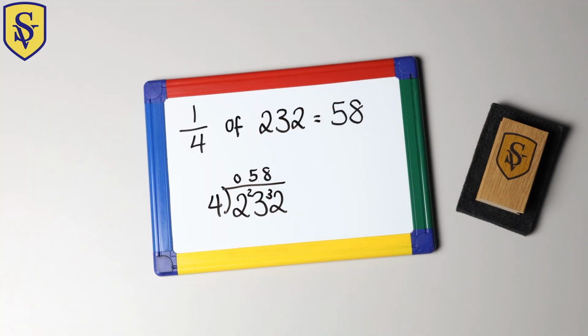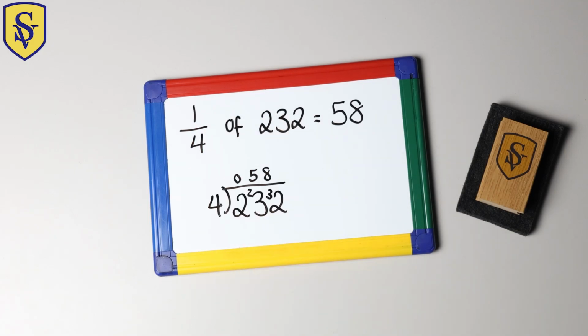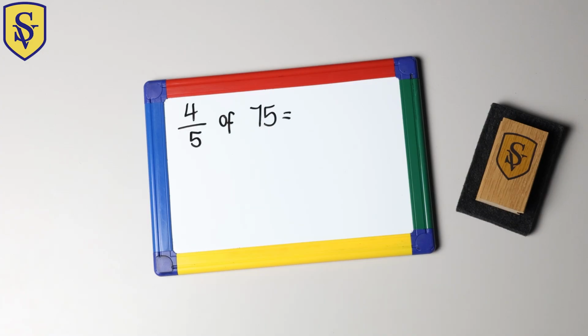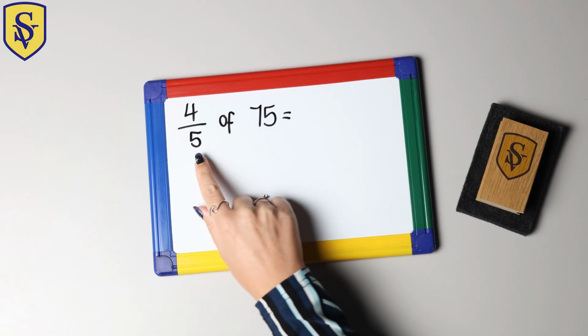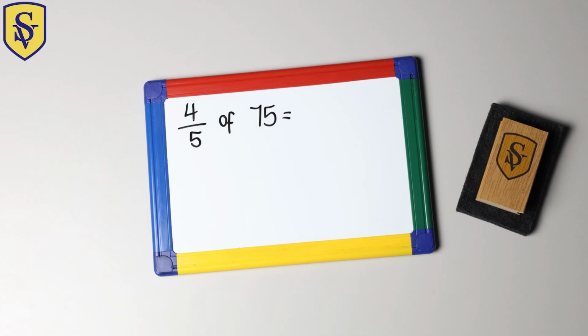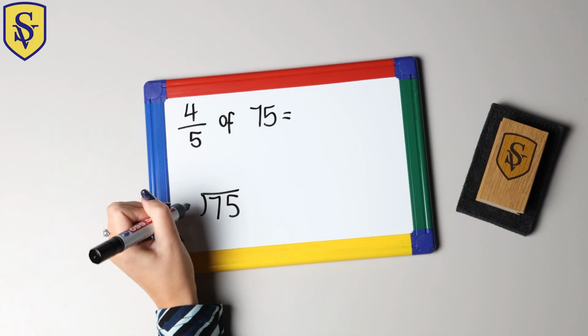So all you have to do is do the whole number divided by the denominator. This method only works if the numerator is a 1. If the numerator, so the number at the top, is a different number, then you have got one more step you need to do. So to complete this, there are 2 steps that need to be done. You need to take the number and divide it by the denominator, and then whatever the answer is, you multiply by the numerator. So to start off with, I'm going to do 75 divided by 5.